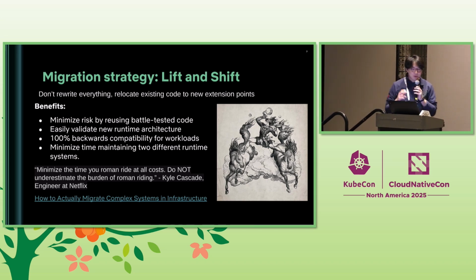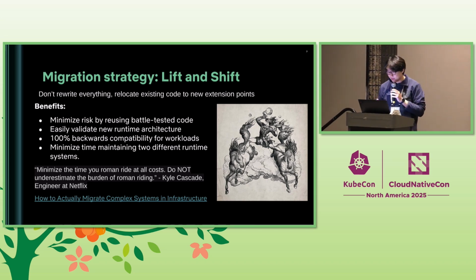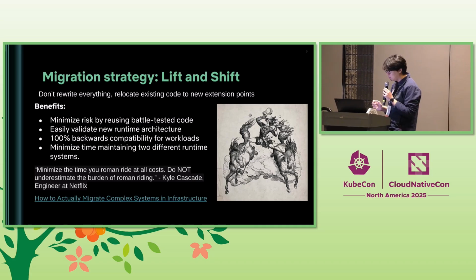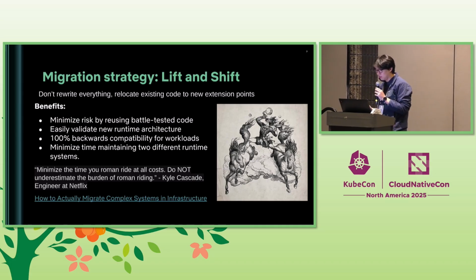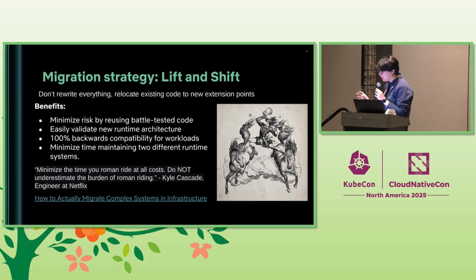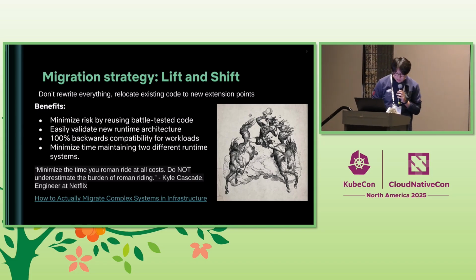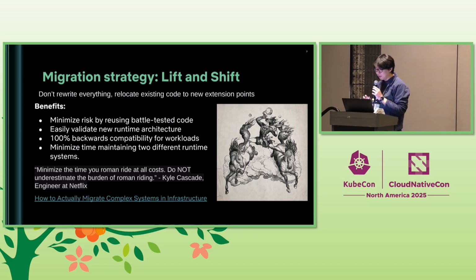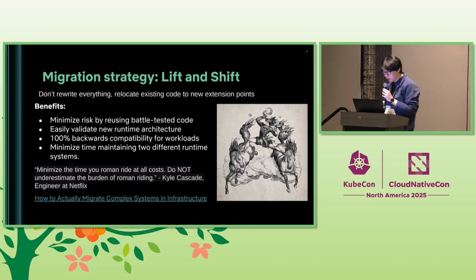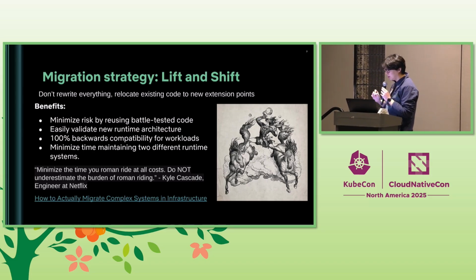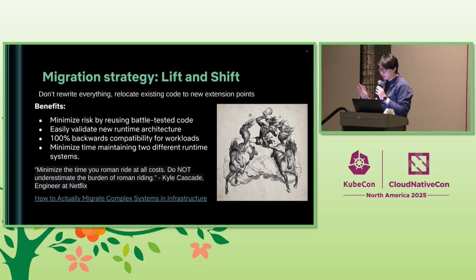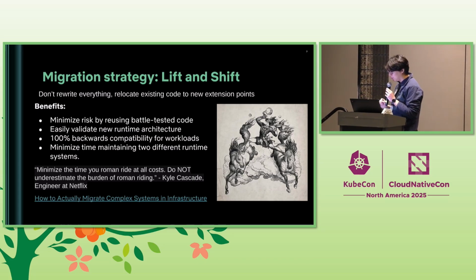Secondly, it allowed us to easily validate the new runtime architecture with real workloads without forcing major change on our users to change however they deploy or however they package their software. And third, most critically, we can reduce operational complexity. Because we have a transparent migration, we could switch user workloads over quickly and avoid having to maintain two different runtime stacks in parallel for too long.